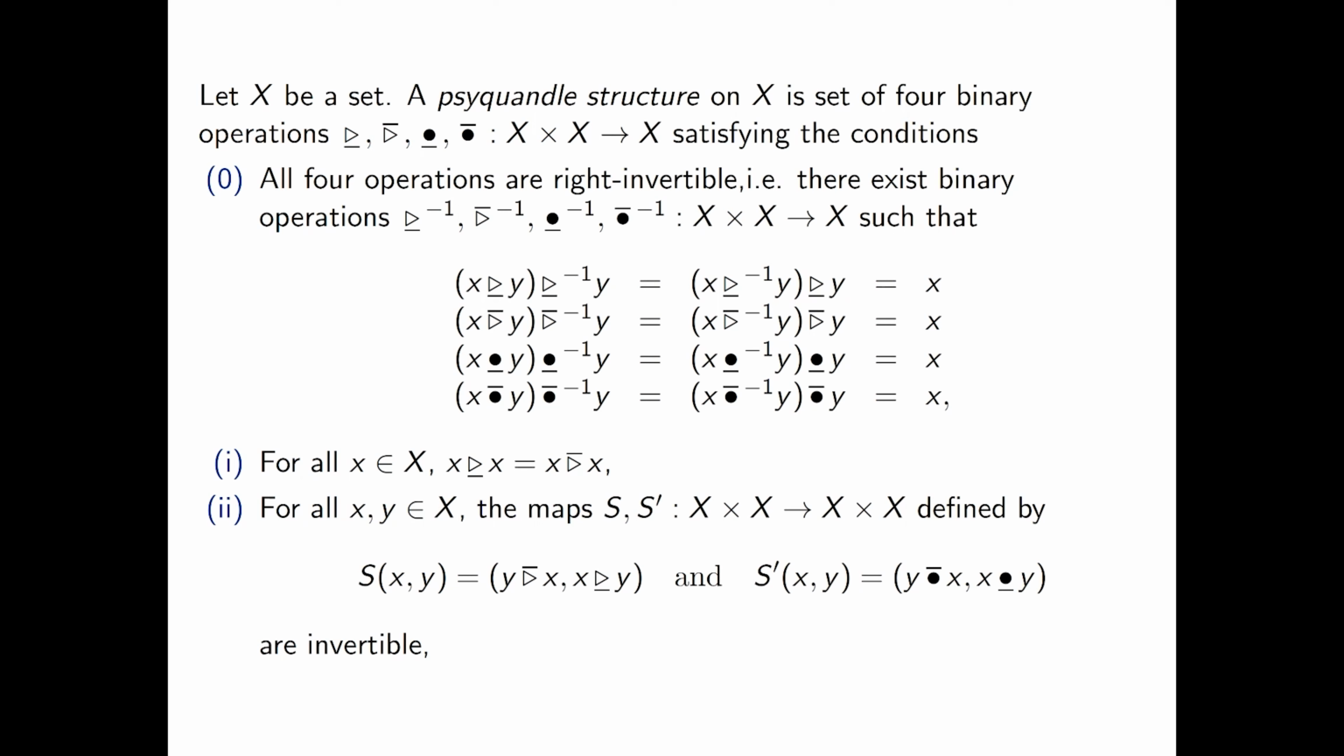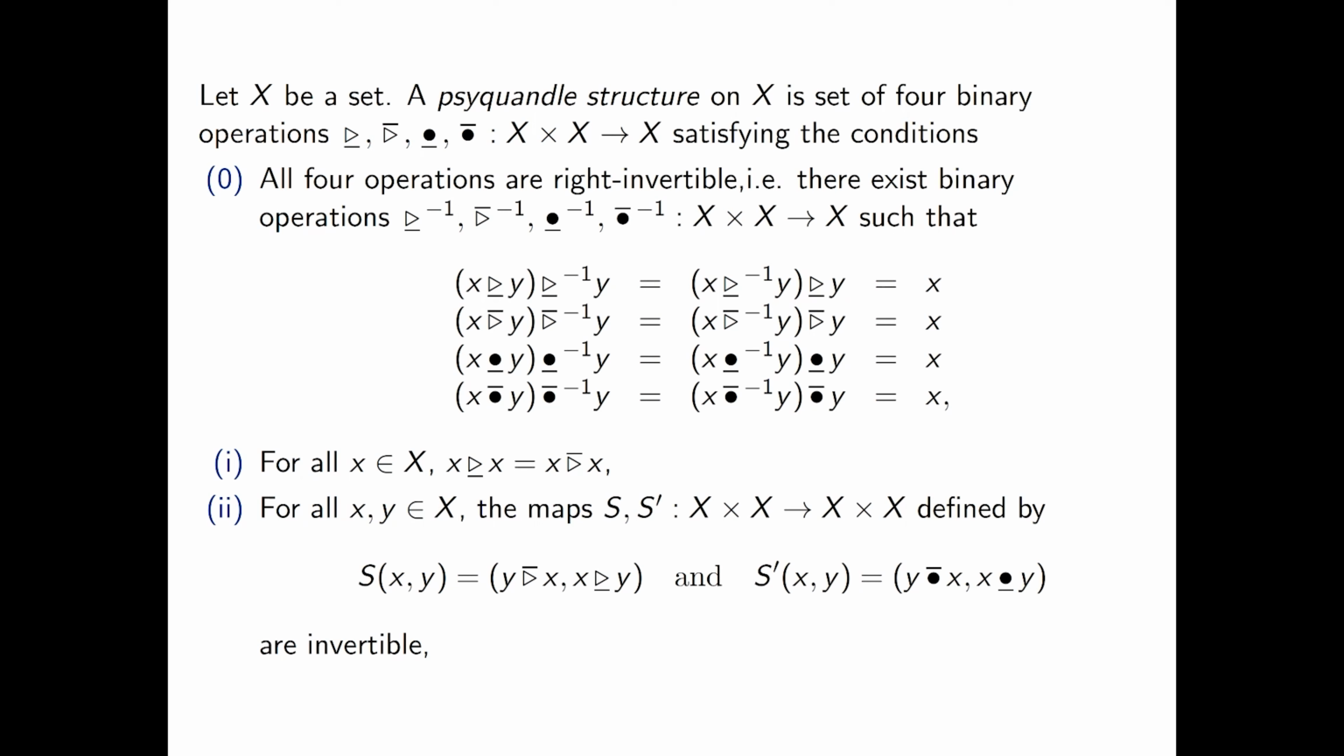So let's go ahead and define a Psyquandle structure on a set. Here X is going to be our set. A Psyquandle structure on this set is going to be a set of 4 binary operations. These operations are denoted by under triangle, over triangle, under dot, and over dot. These 4 operations have to satisfy the following 6 axioms.